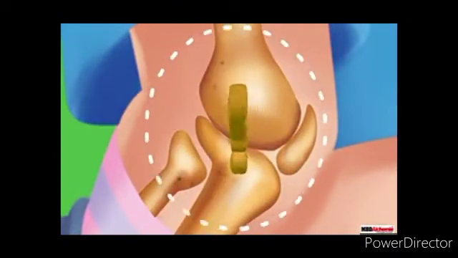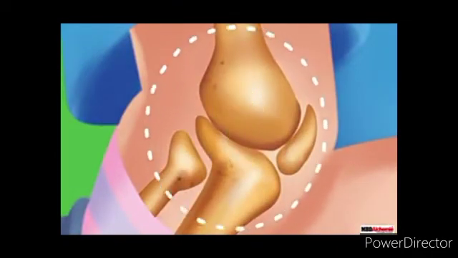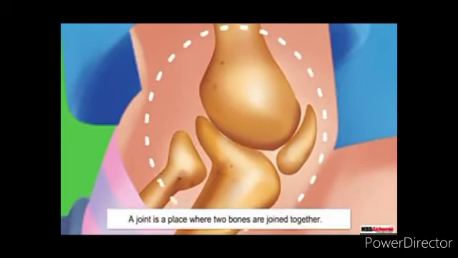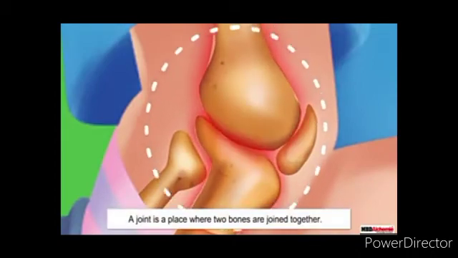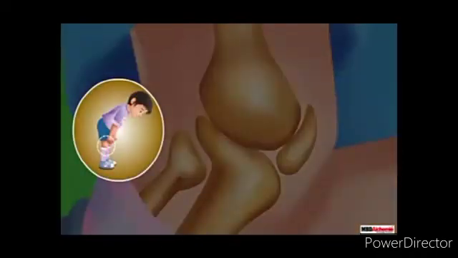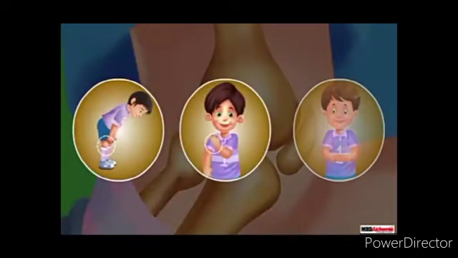Do you know what a joint is? Well, a joint is actually a place where two bones are joined together. Rest your hand against your knee, shoulder, or your fingers. You can feel your joints there. Not all joints allow movements.